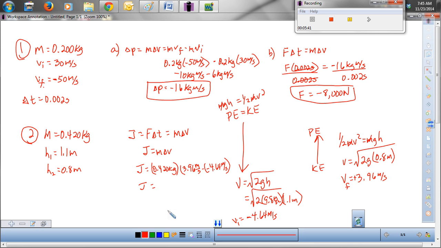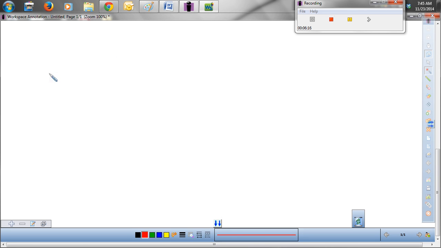And I'm going to multiply that by 0.42 because that's my mass. And I get 3.61 as my change in momentum, or my impulse. 3.61 Newton seconds or kilogram meters per second, doesn't really matter. So there's number 2. Number 3.